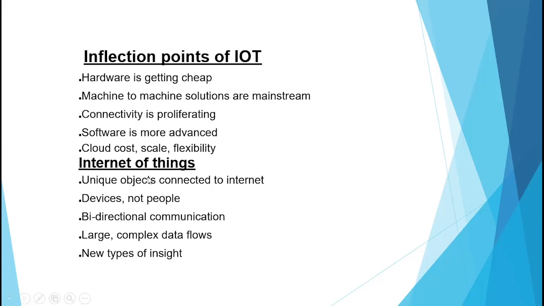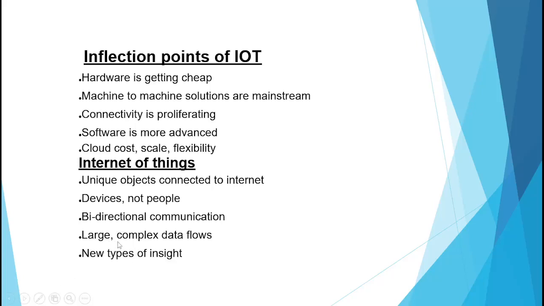Next, Internet of Things. Unique objects connected to the internet means multiple devices are connected to each other. Next, devices, not people. Here we can't communicate with people, we will connect to the devices. Bidirectional communication means we can easily connect two hardware components like AirDrops to laptop by turning on the Bluetooth.